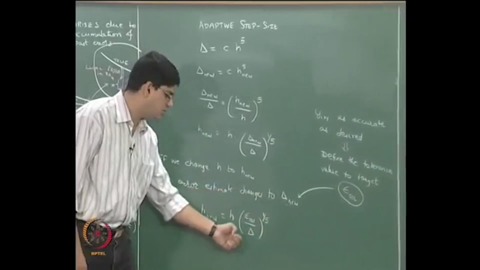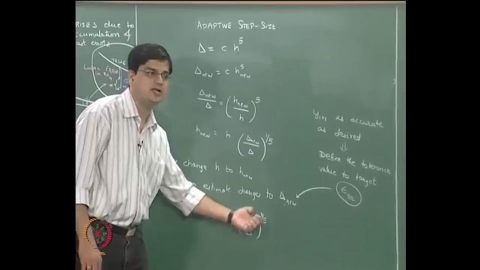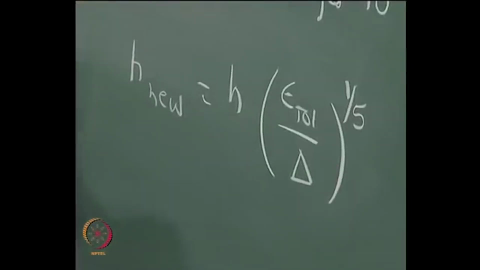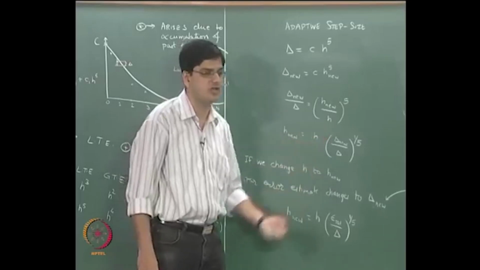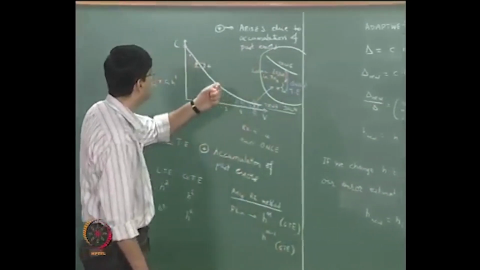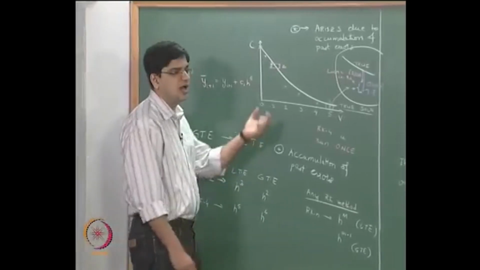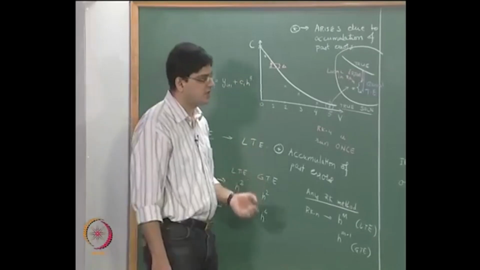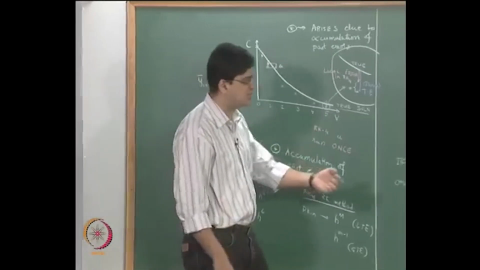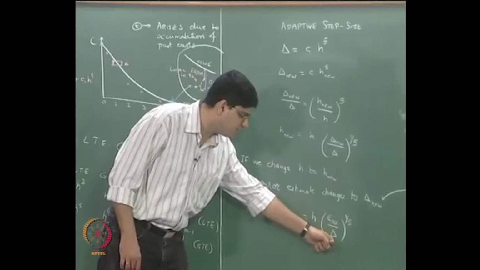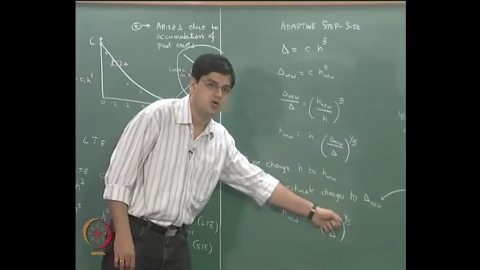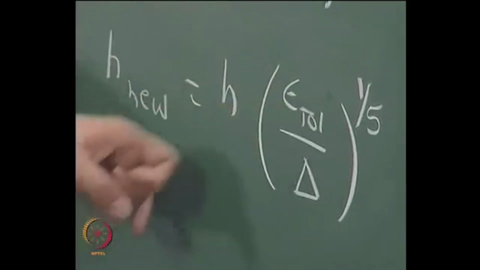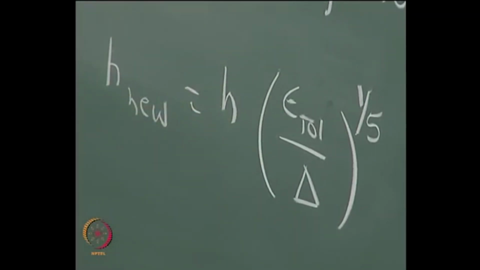It depends on the tolerance value divided by delta to the power 1 by 5. That 5 comes in because this method is accurate to the order of h to the power 5. So if this delta is too large, we will shrink the step size. If delta is larger than the epsilon tolerance, this number is going to be less than 1, and h is going to shrink a little bit.